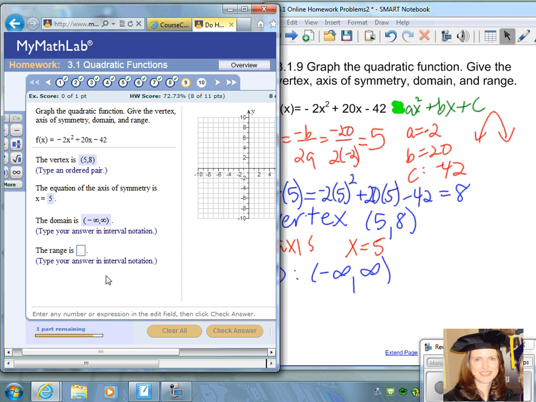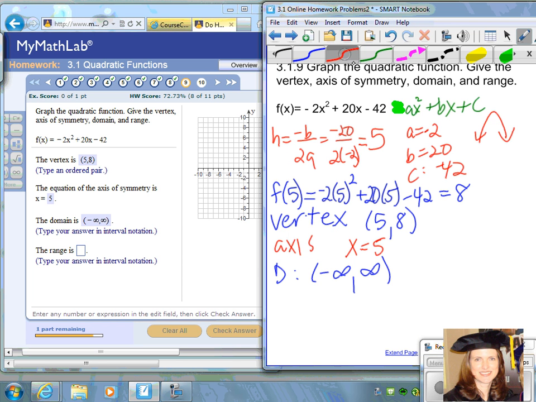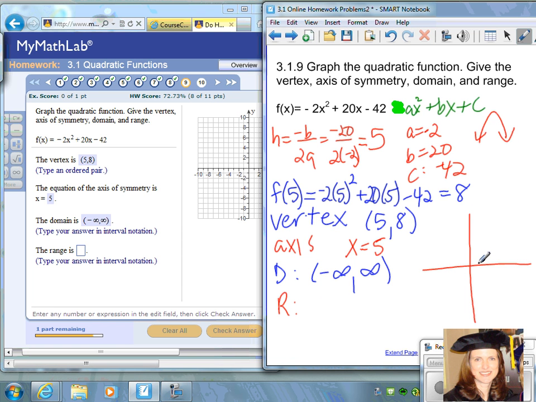And the range. The range is how low the graph goes and how high the graph goes. Now this graph is a parabola that opens down. The vertex is at 1, 2, 3, 4, 5 and 1, 2, 3, 4, 5, 6, 7, 8. The vertex is at this point (5, 8). It's going to open down, so it looks something like this.